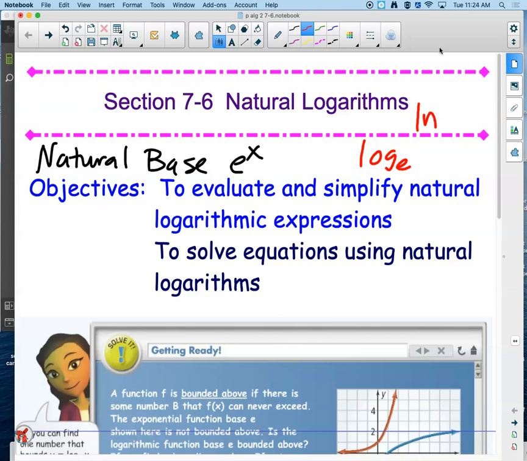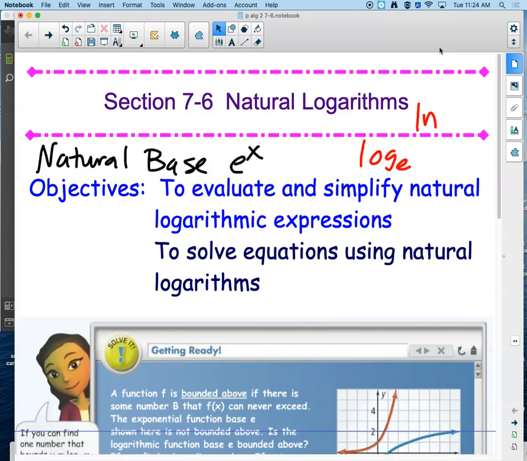It's just written as ln because it's been around so long, hundreds of years BC. They were getting started on solving these things. And so somebody decided somewhere along the way that it would be ln that would stand for natural logarithm. And that's what they've used ever since. So today we're going to evaluate and simplify natural logarithmic expressions. We're going to start on this other objective, solve equations using natural logarithms.